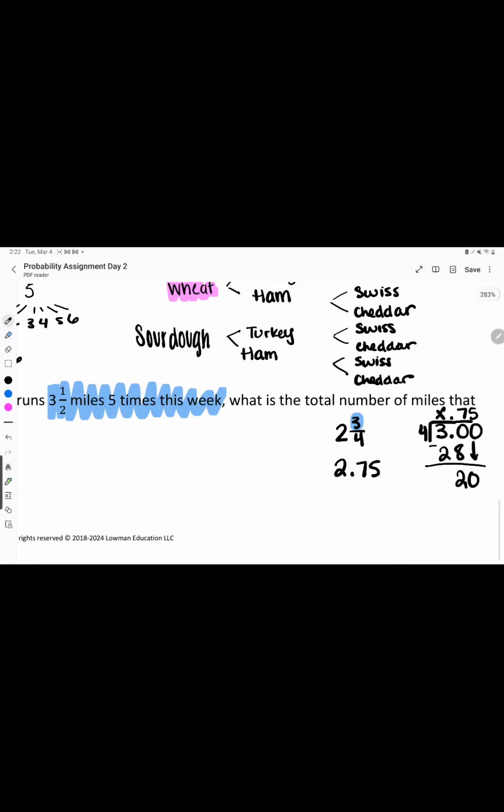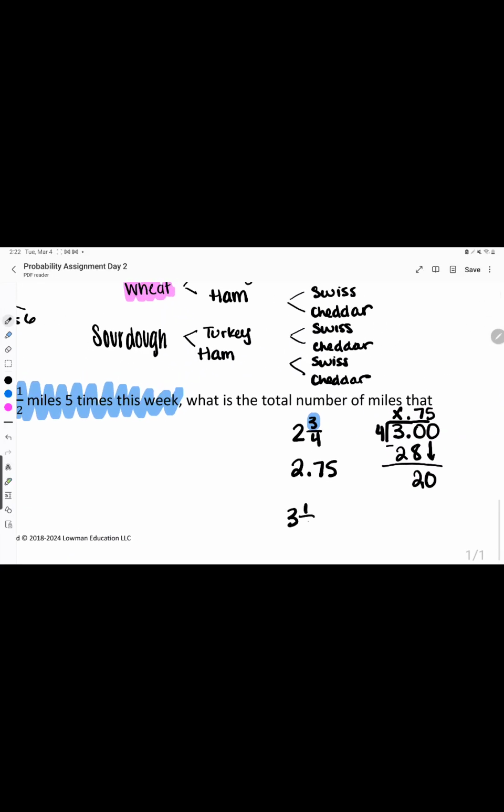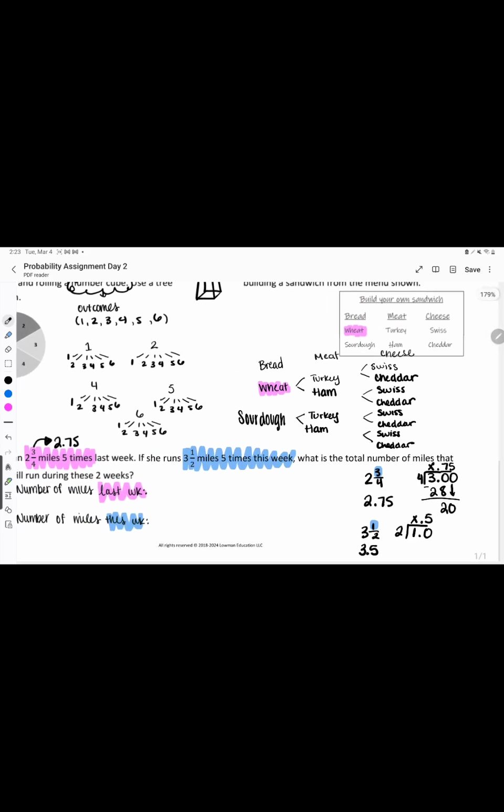Then she runs 3.5 miles. Well, let's turn that into a decimal. How do I turn a fraction into a decimal? I divide. Which one goes on the inside of the house? 1. Why? Because it's on top. So 1 goes on the inside, 2 goes on the outside. 2 doesn't go into 1. And since I'm out of numbers, what do I do? I add a decimal and a 0. How many times does 2 go into 10? 5. So that gives me 3.5.